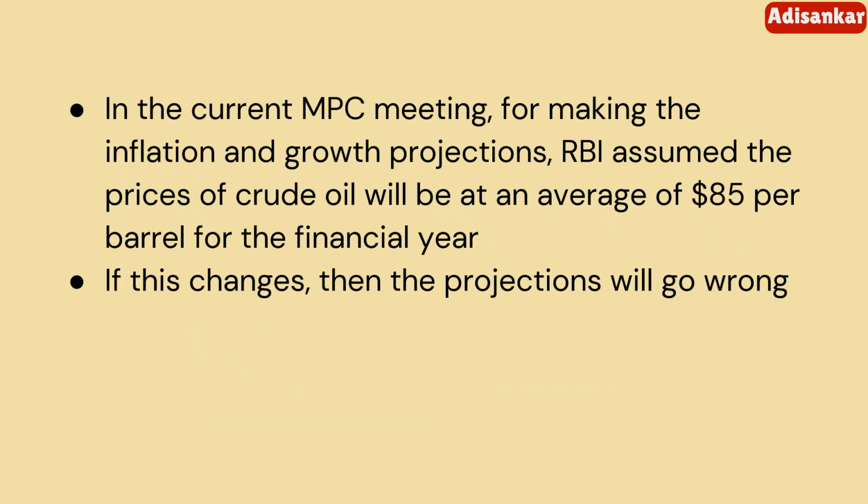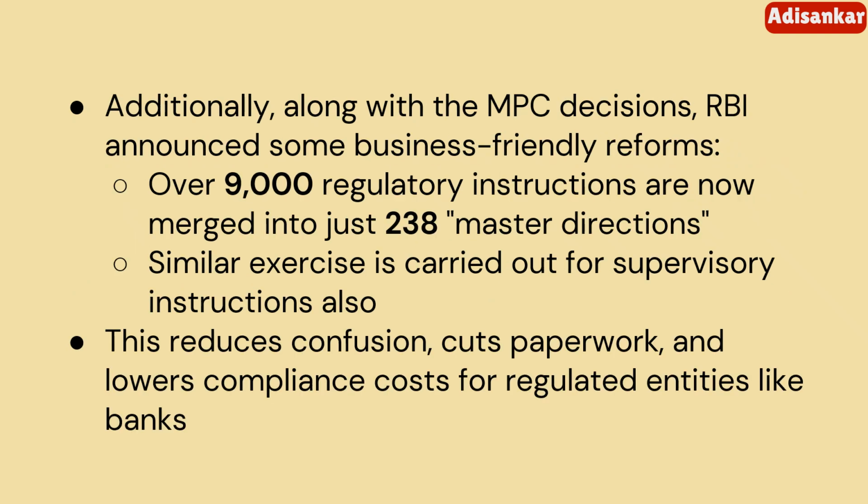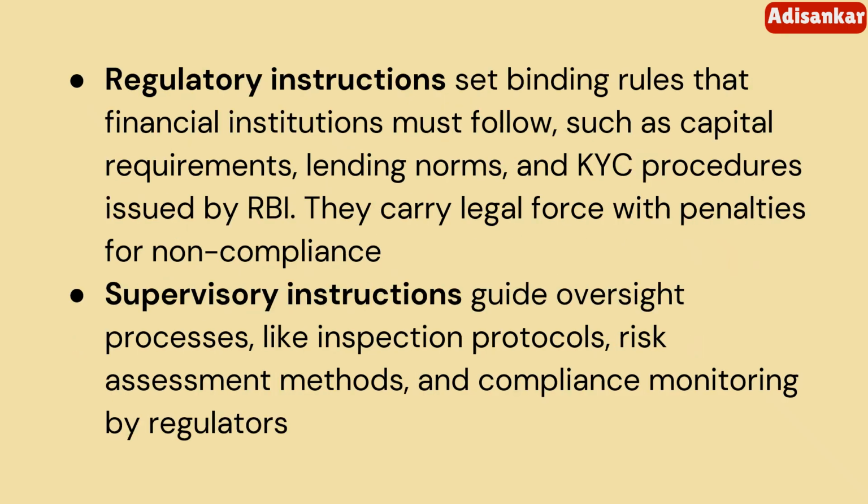In the current MPC meeting, for making the inflation and growth projection, RBI assumed the prices of crude oil will be at an average of $85 per barrel for the financial year. If this price changes, then the projections will also go wrong. Additionally, along with the MPC decisions, RBI announced some business-friendly reforms, like over 9,000 regulatory instructions are now merged into just 238 master directions, and a similar exercise is carried out for supervisory instructions also. This reduces the confusion, cuts the paperwork, and lowers the compliance cost for regulated entities like banks.